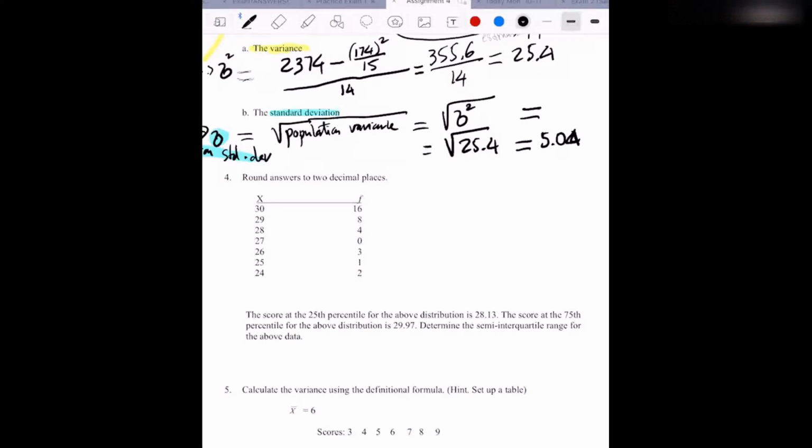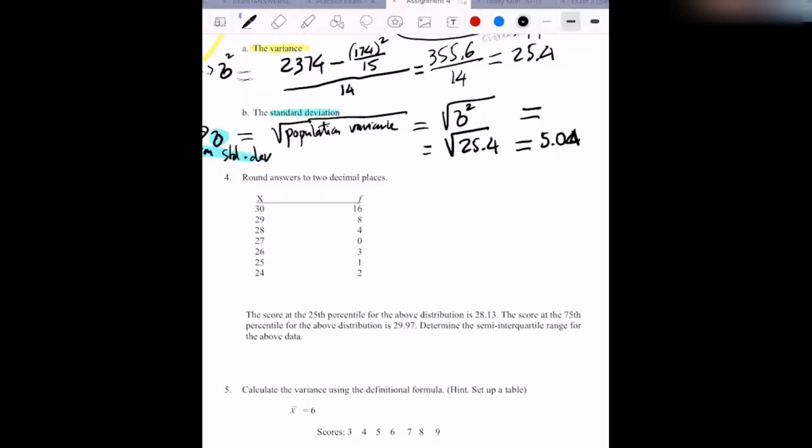The score at the 25th percentile for the above distribution is 28.13. The score at the 75th percentile for the above distribution is 29.97. Determine the semi-interquartile range for the above data.